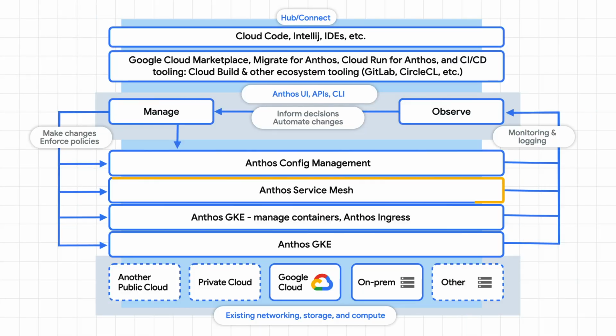Anthos Service Mesh helps you monitor and manage service interactions across all your different environments. Adopting microservices has lots of benefits, like increasing velocity and scaling, but it also adds complexity. If different teams own each of these components, how do you track the total latency for that transaction? Or ensure that traffic between these services is secure?